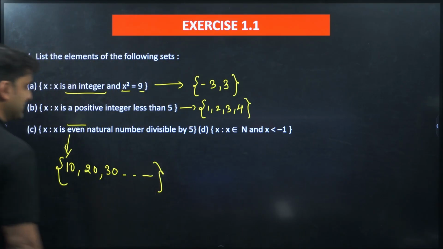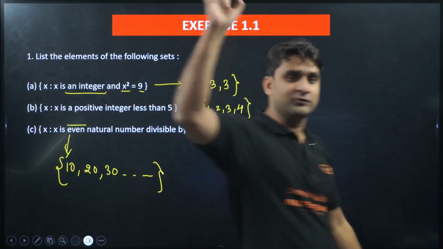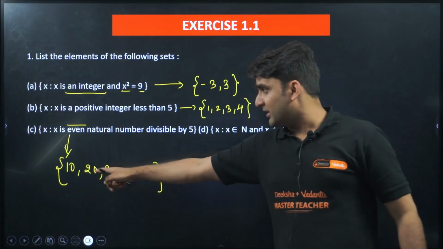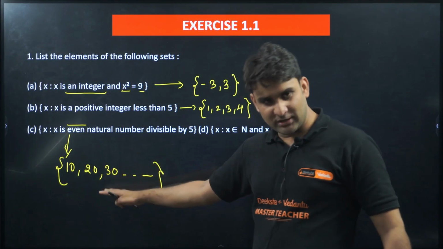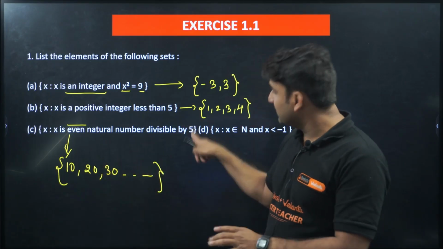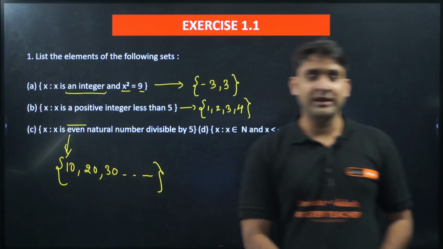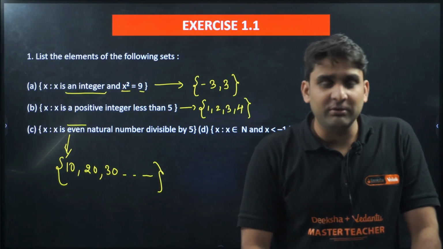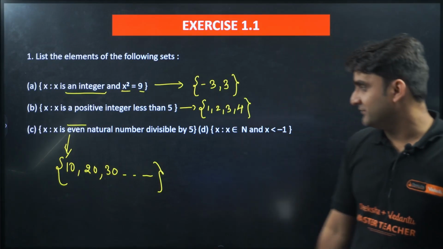So this will be the set 10, 20, 30 and so on, because these are even natural numbers, divisible by 2 because they are even, and they should be divisible by 5. So all of 10, 20, 30, 40 can be divided by 5 as well as 2. Clear everyone?